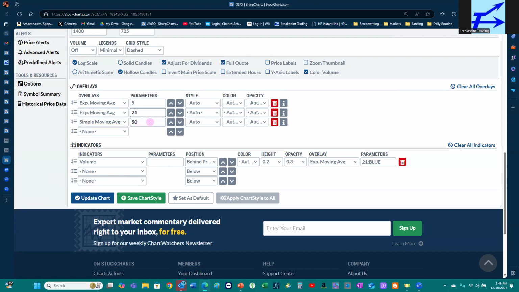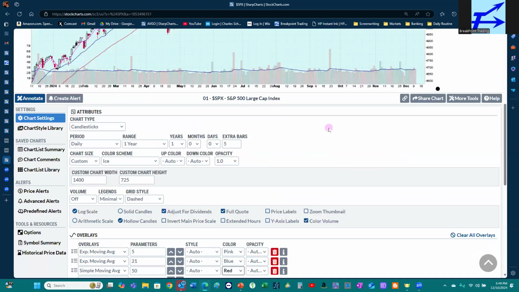Now, John Carter talked about this too. He uses exponential for everything, but he made a point of saying that doesn't mean you need to. You can use simple for everything if you want to, or you can mix them like I do. You just need to get used to your own method and be familiar with how it works. So there's the 5, 21, and 50.